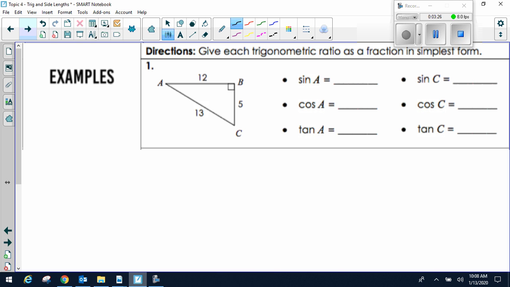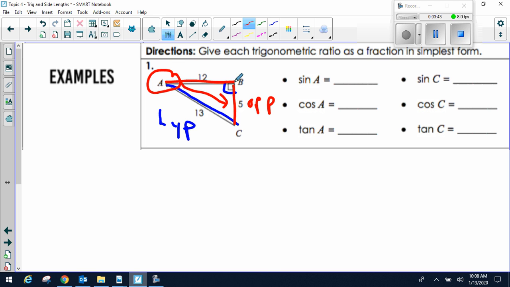So again, the first thing we need to identify, where is my hypotenuse? My hypotenuse is going to be here. There's my hypotenuse. Okay, and we're going to start with angle A first. If we look at angle A, the 5 is the one that is opposite that angle, which means that 12, which is touching it, is my adjacent to that angle. So if we look at this, when it says the sine of A, that says opposite, which is 5, over the hypotenuse, which is 13. And again, if these reduce, you need to reduce them. This one doesn't.